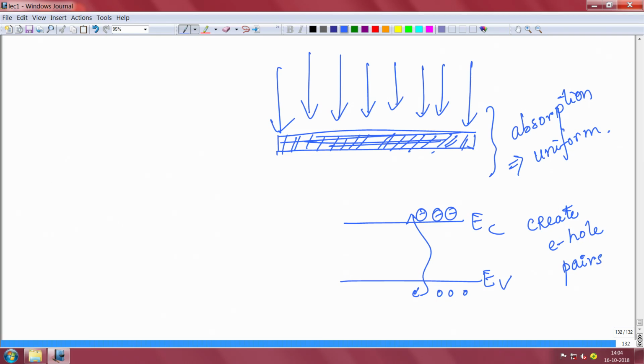I told you once that for light to be absorbed, the energy of the photon, hc by lambda, has to be greater than or equal to the band gap. So lambda has to be less than or equal to hc by Eg. Only in that condition will your light be absorbed. Once your light is absorbed, you create electron hole pairs.